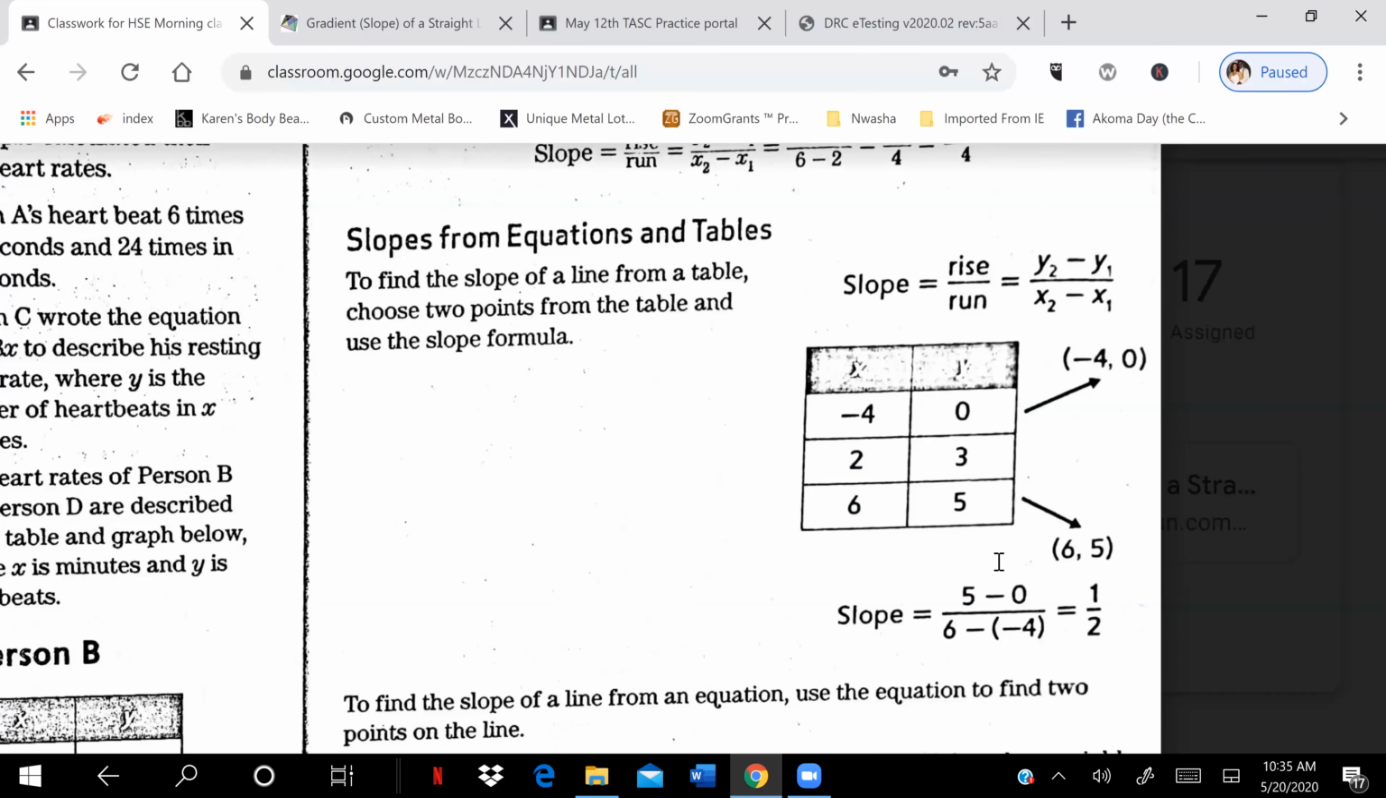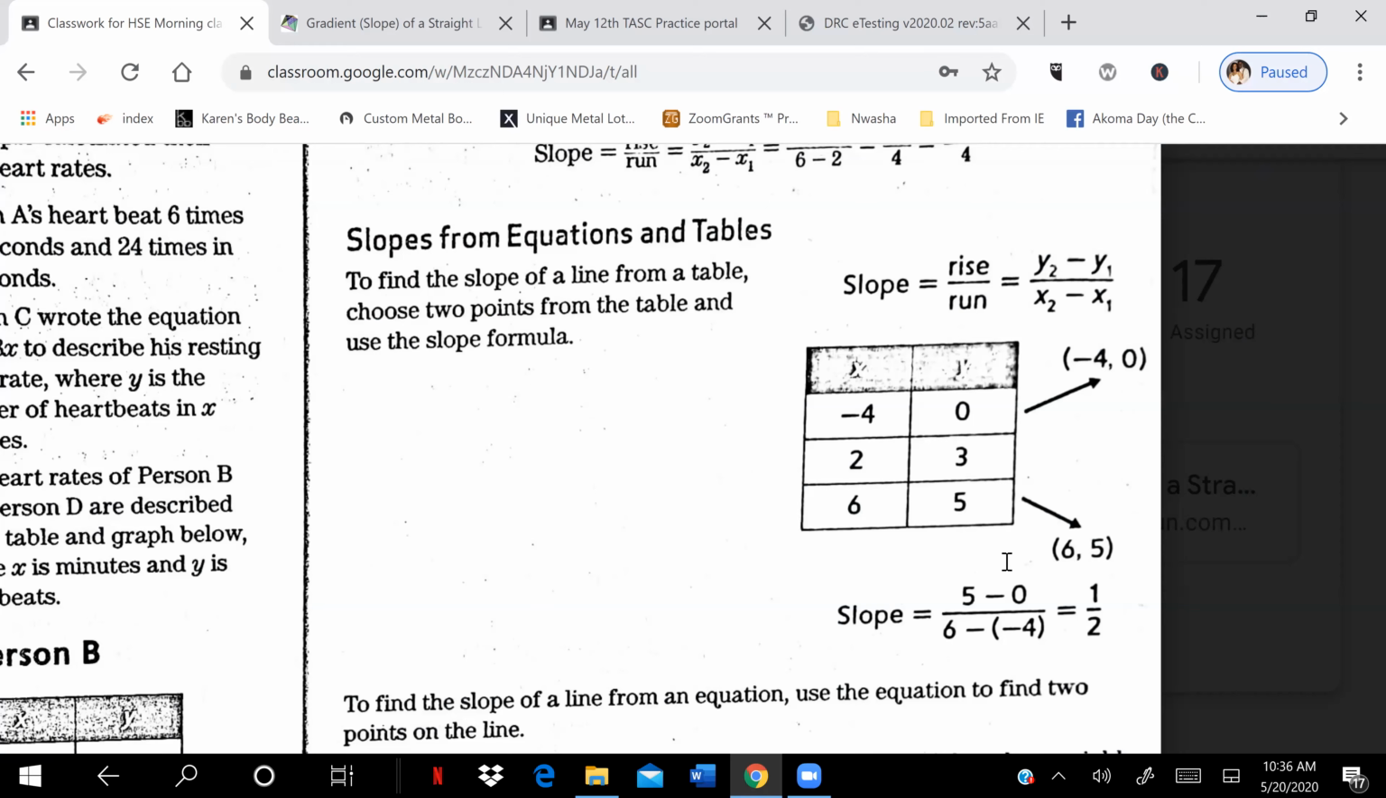What you really have is they just took it to 1/2 immediately. But what you would have had in between, if I was writing it out on the board or you're writing it on your scrap paper, is 5 minus 0 is 5. 10 minus a -4, I'm sorry, 6 minus a -4 is 10. So 5 over 10 is how they're saying it's 1/2. Any questions about that one? No. No.